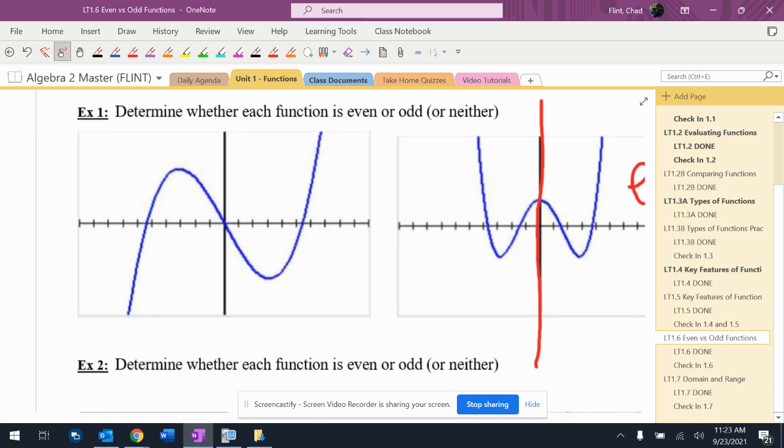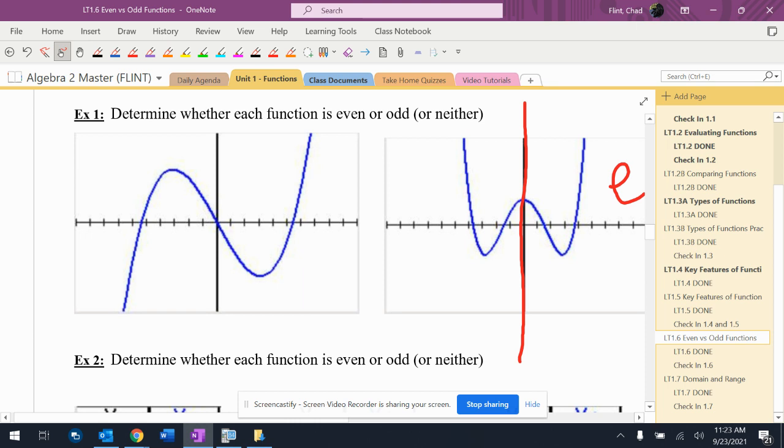Odd, when you have the graph, means if you flip the graph upside down, it looks the same. Actually, I would take your computer or whatever you're working on, flip it upside down. This first one will look exactly the same. Whoops, not even, sorry, odd. If you flip that upside down, it will look exactly the same.